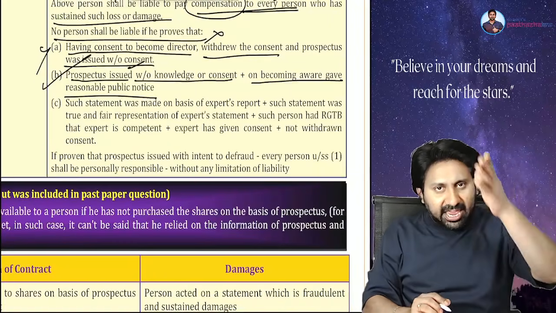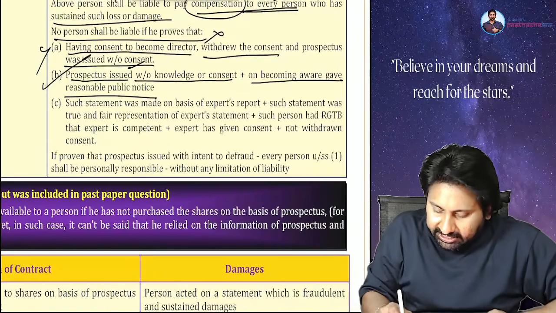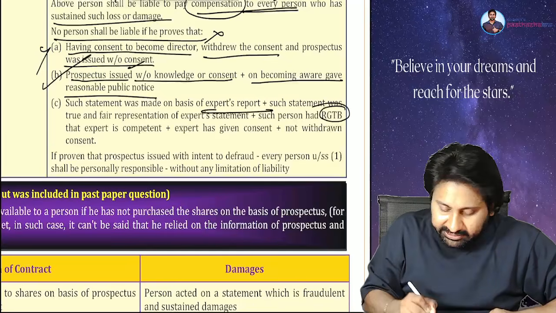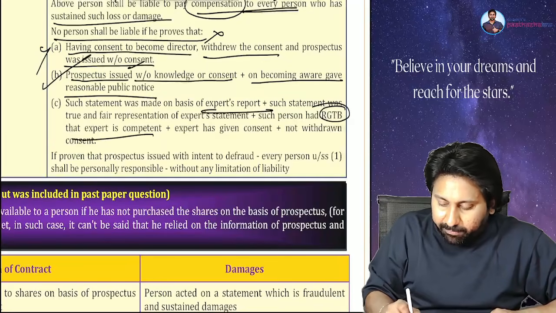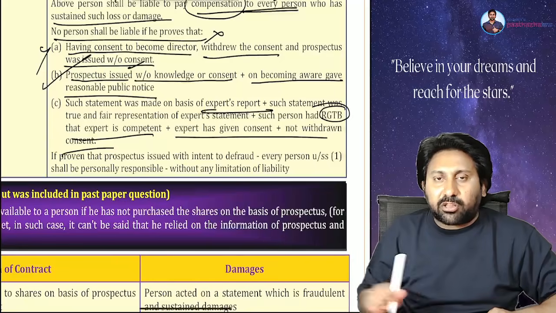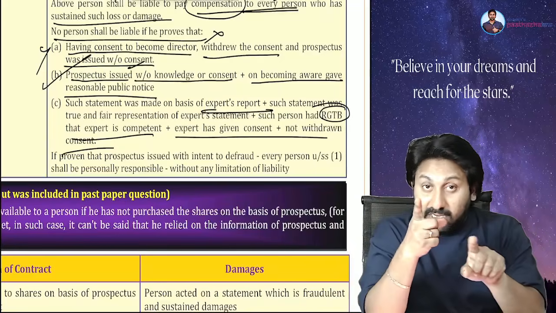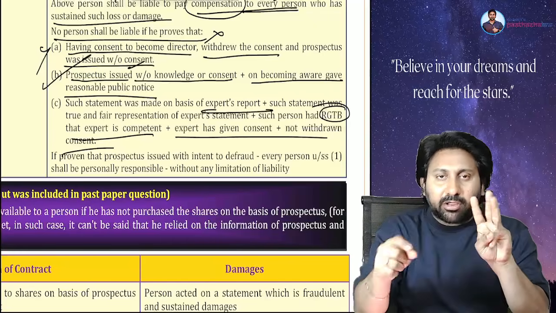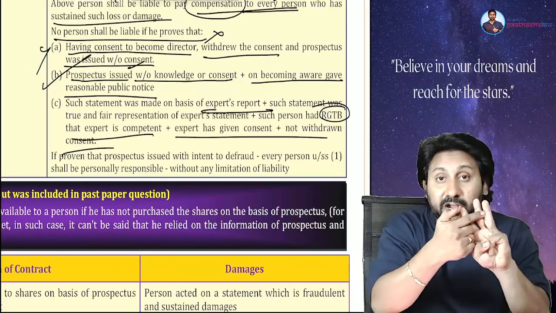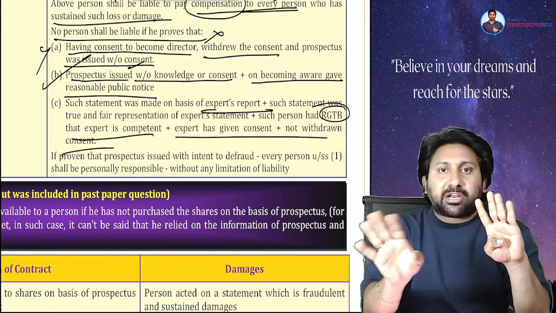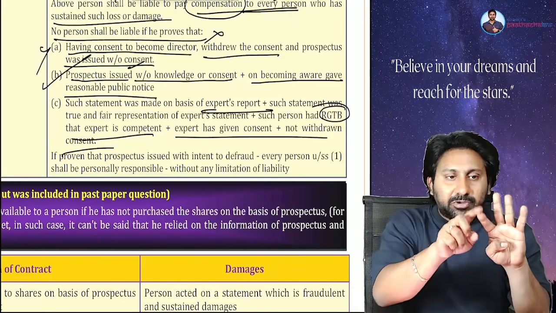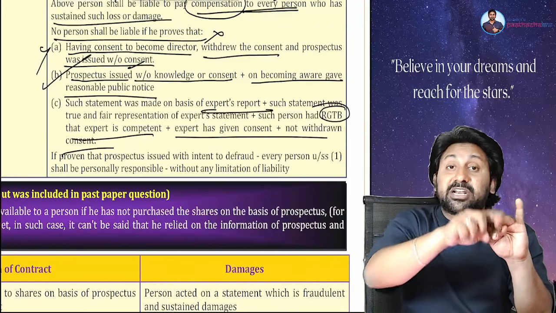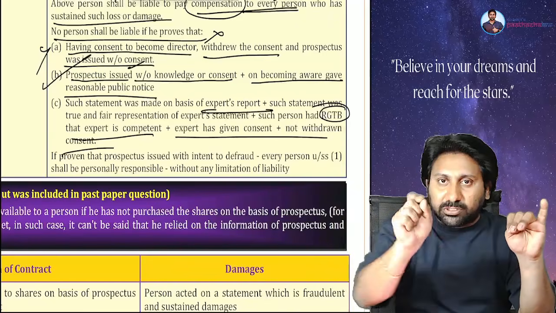Next. Same, third point is same. Expert has given a report. On the basis of that expert report, I have reasonable ground to believe that the expert is competent and he has given the consent and not withdrawn the consent. Listen to my points clearly. There is an expert. The expert has given an expert report and he has given his consent for that report. He did not withdraw the consent. Means Kaushik Mukesh has given a report and he is saying the report is correct. Kaushik Mukesh did not take back his consent to sign on the report.